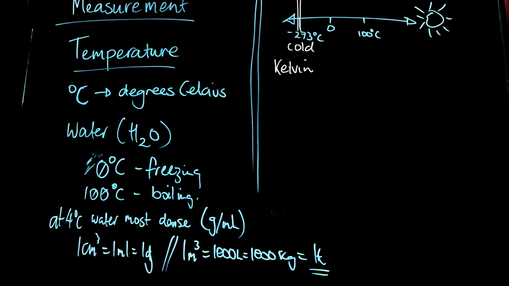With the Kelvin scale, we're going to call minus 273 degrees Celsius, we're going to call that 0 degrees Kelvin, and we're going to call that absolute 0. Okay? So everything is measured from that point, and here is your conversion here.